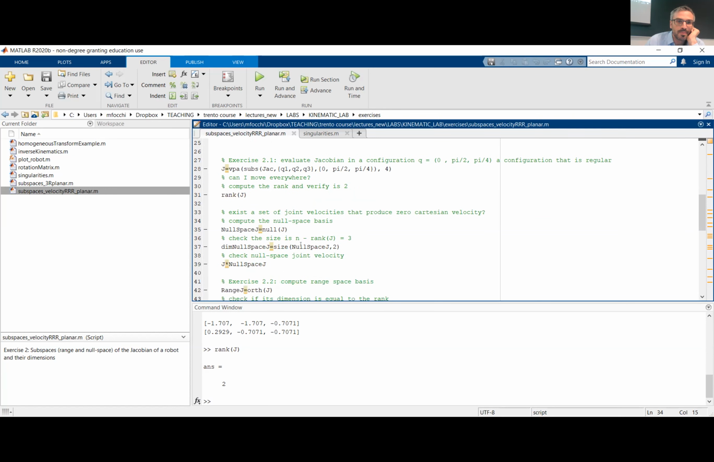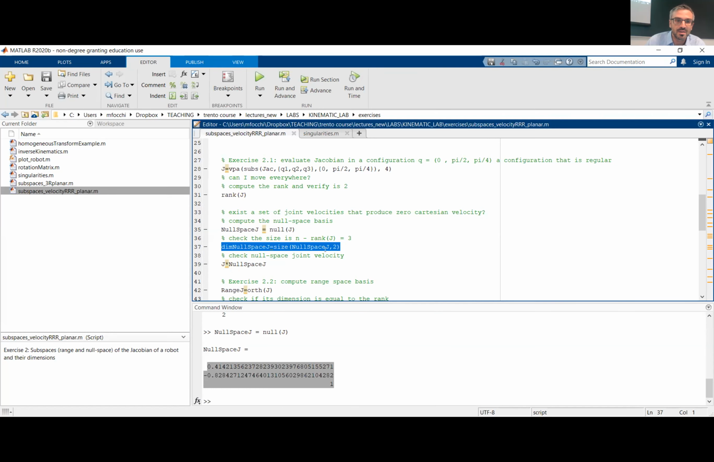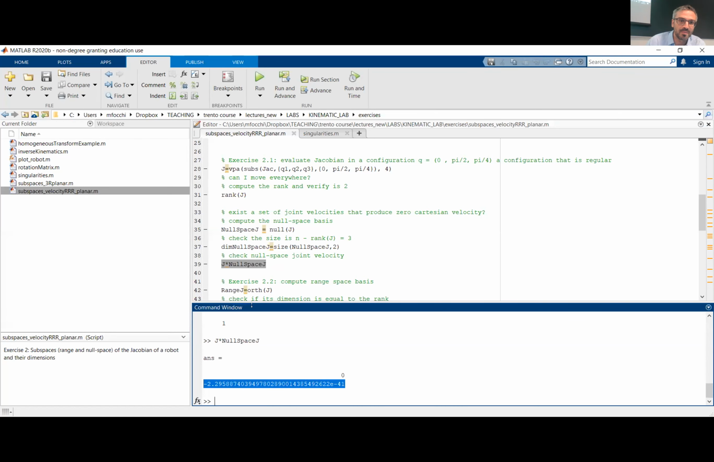While we were asking if there was a null space in this configuration. So we compute the null, use the null function of MATLAB to compute a null space basis of J, and we find out this column vector. So the null space exists. Its dimension, which is the size of this, is 1, of course, and we can verify that it is a null space by pre-multiplying J times this null space basis, and we get 0, 0. This is just e to the minus 41, so a very small number. It's almost 0.